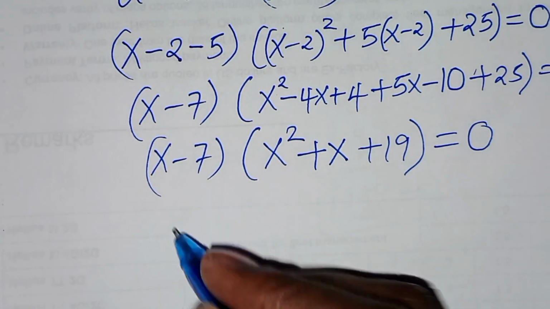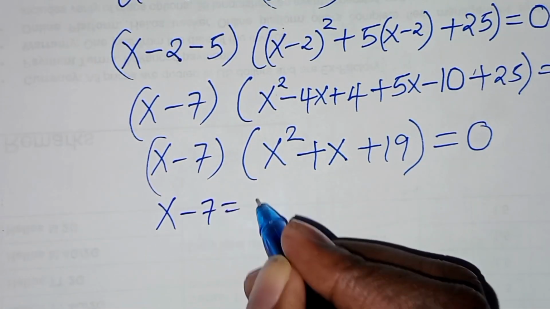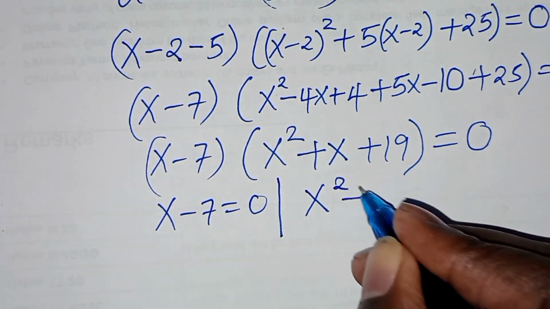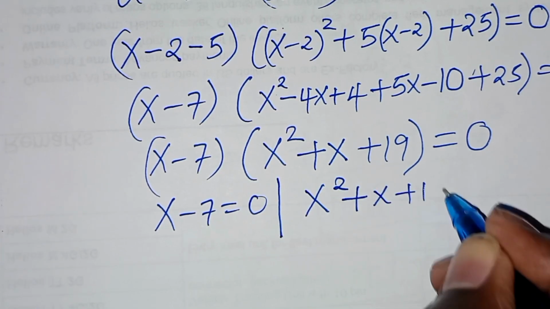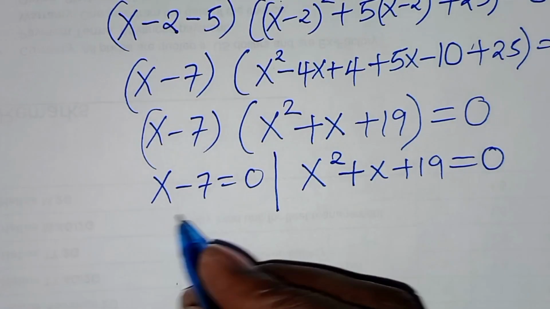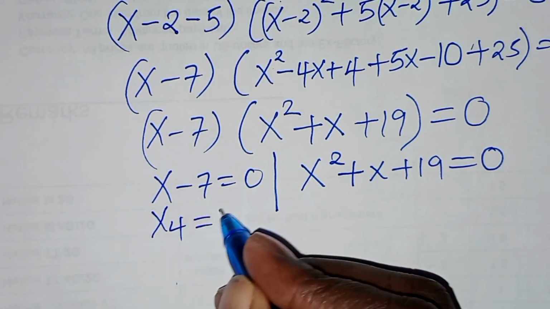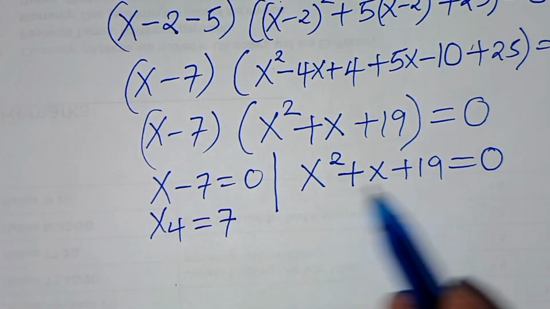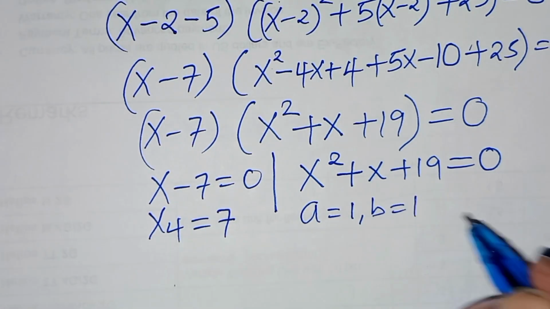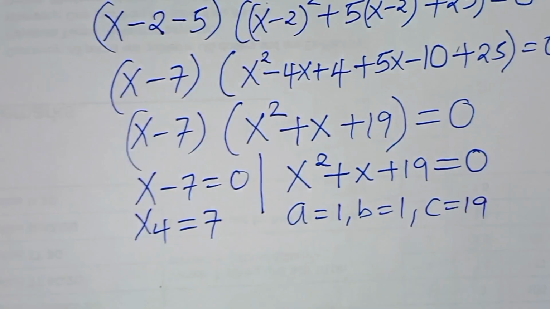So we have two parts here. The first part is x minus 7 equal to 0. The second part is a quadratic equation, x squared plus x plus 19 equal to 0. So this implies that x4 here is equal to 7. And this is a quadratic equation with a equal to 1, b equal to 1, and c equal to 19.